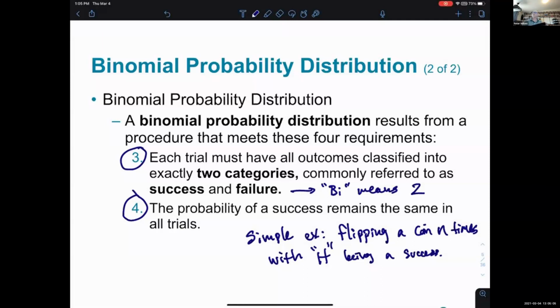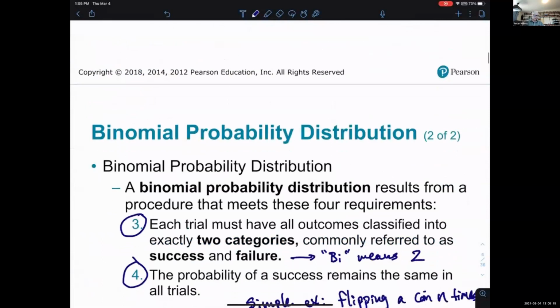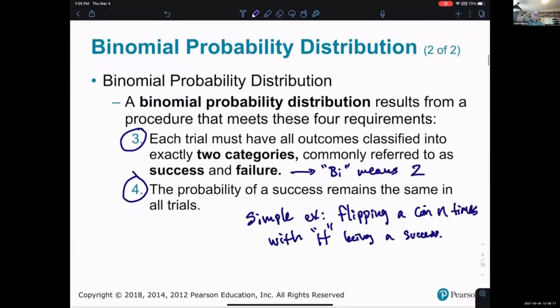I know that's a lot to think about. Let's pause here and see if we have any questions. Can you ask questions if you're having a hard time understanding? Any part of these that I can explain better? In particular, anything about these 4 requirements that you need to be a binomial probability distribution? Any questions at all? Anything?